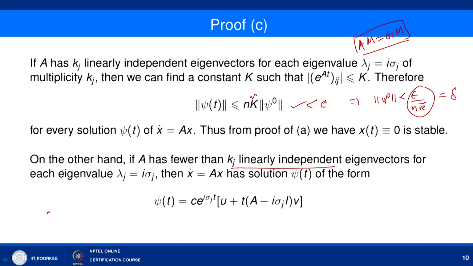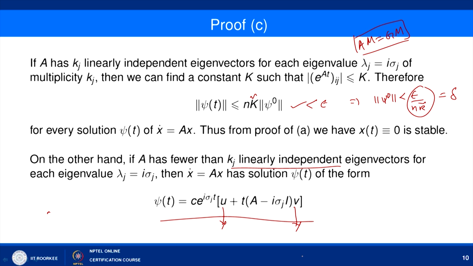Now, if we assume that A has fewer than kj linearly independent eigenvectors, where kj is the algebraic multiplicity of the eigenvalue lambda j, it means that here we may have a solution psi t of the form psi t equal to c e to the power i sigma j t u plus t times (A minus i sigma j I) v. Here it may be something more, but the simplest form of the solution may be like this, where u is the eigenvector and v is the generalized eigenvector.